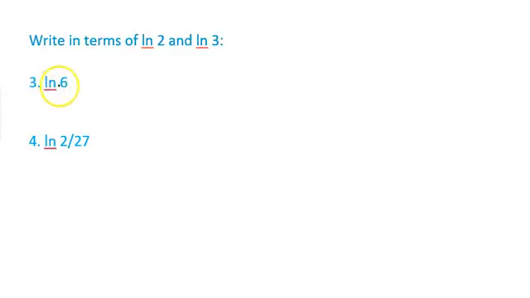So the first thing is this natural log of 6. Well, I can immediately see that 6 is 2 times 3. So I want to think of this as the natural log of 2 times 3. And that goes back to the rule that says I can expand using addition. So I have the natural log of 2 plus the natural log of 3.